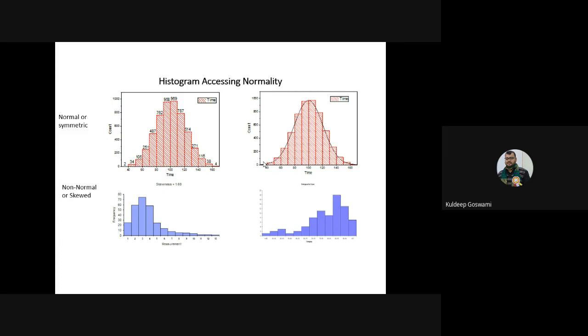Again, the below two plots are known as skewed distributions. The left bottom graph is known as positively skewed, and the right bottom is known as negatively skewed. These are some ways to check whether your data follows normal distribution or not.